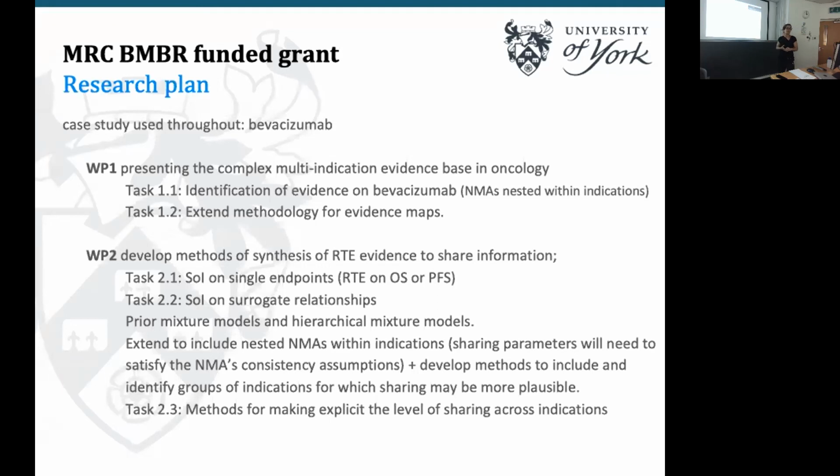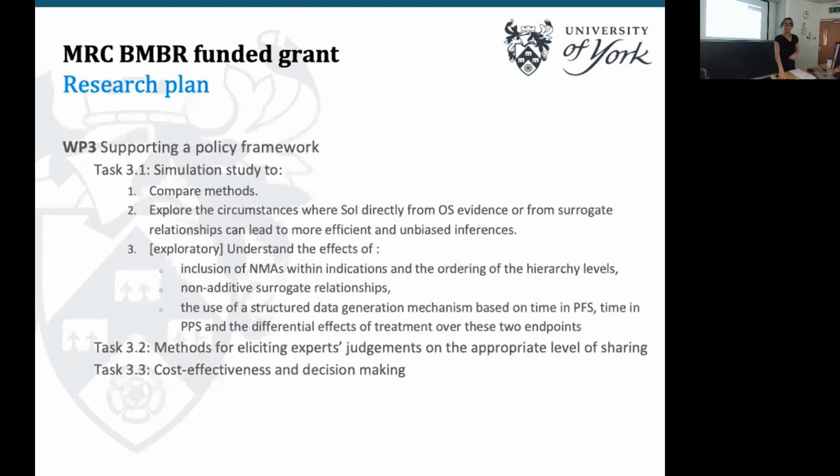We didn't find Kullback-Leibler to be a very useful metric. There's no intuitive interpretation to the values it provides. So we need to find another metric to be able to summarize strength of sharing. And then we're going to run a simulation study, not just to compare methods, but also to explore the circumstances where sharing of information from overall survival evidence or from surrogate relationships can lead to a more efficient and unbiased estimate.